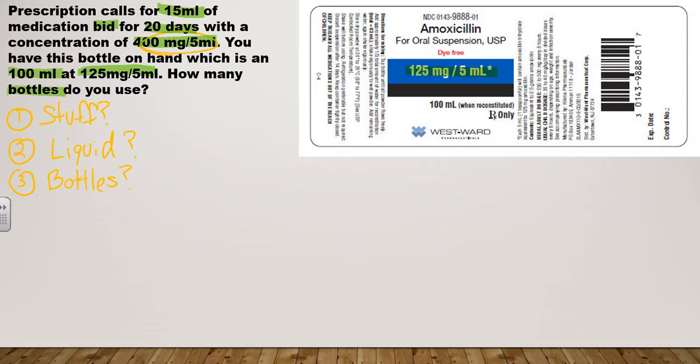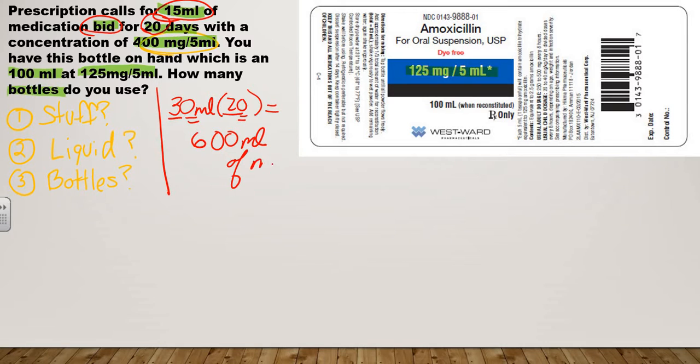First we're going to figure out how much medication we need to begin with. And of course that's 15 milliliters BID. So every day I need 30 milliliters of medication times 20. 3 times 2 is 6. I've got 2 zeros. So my goal is I need 600 milliliters of medication. That's my goal.